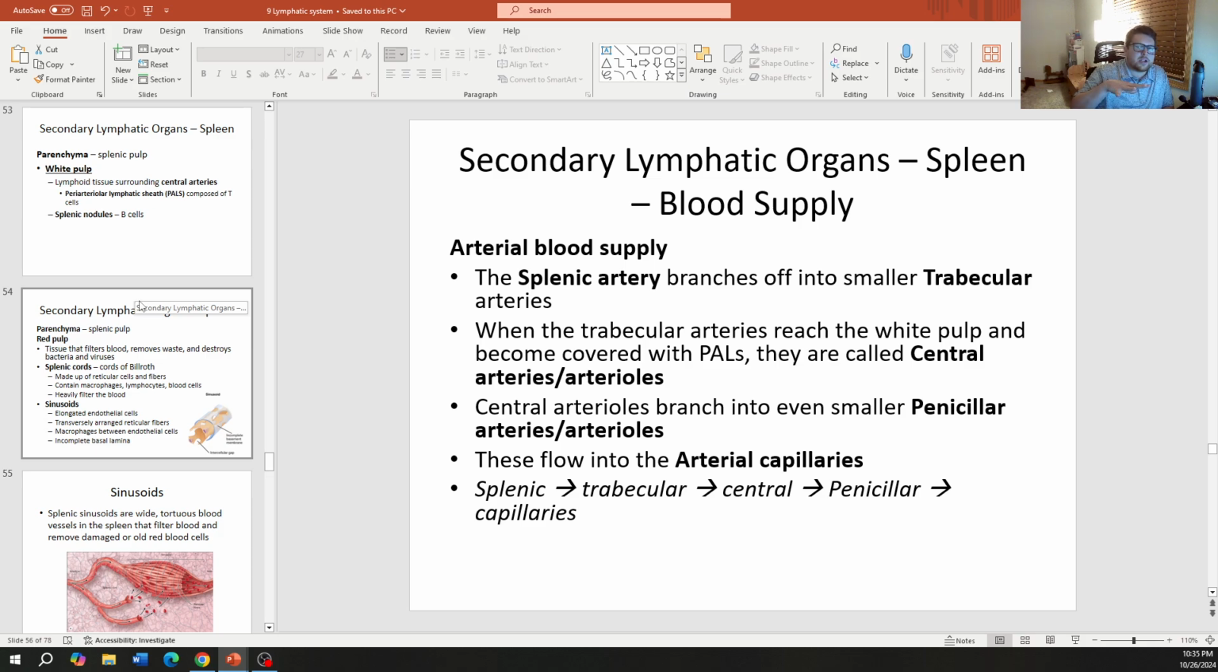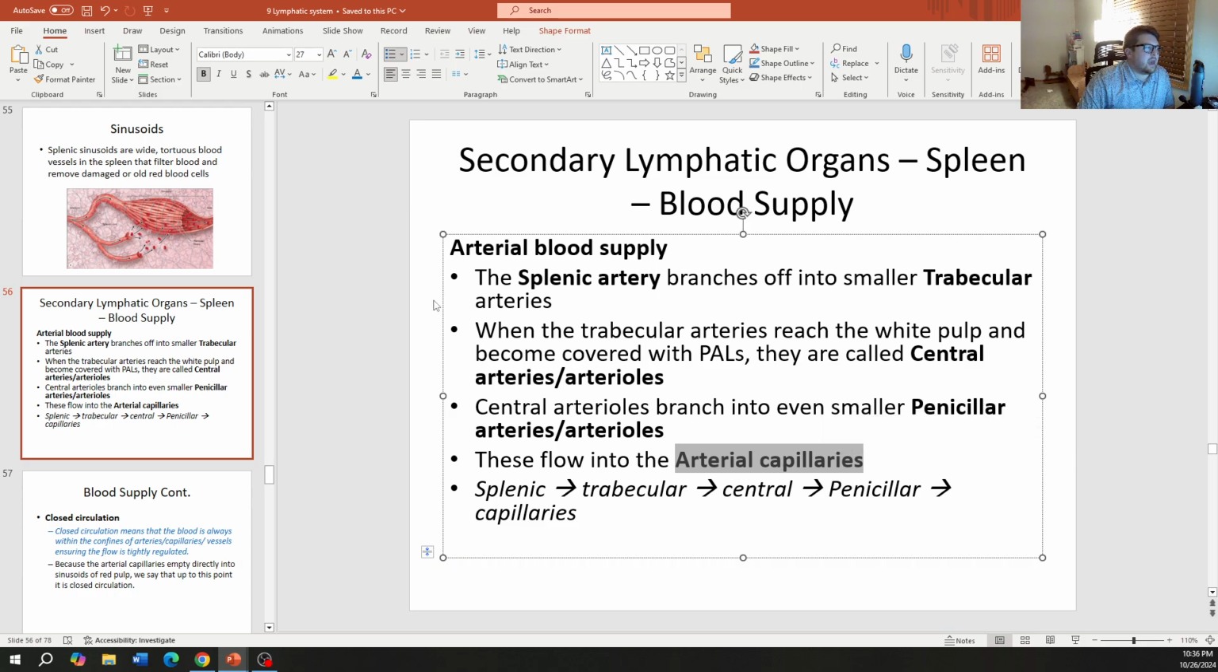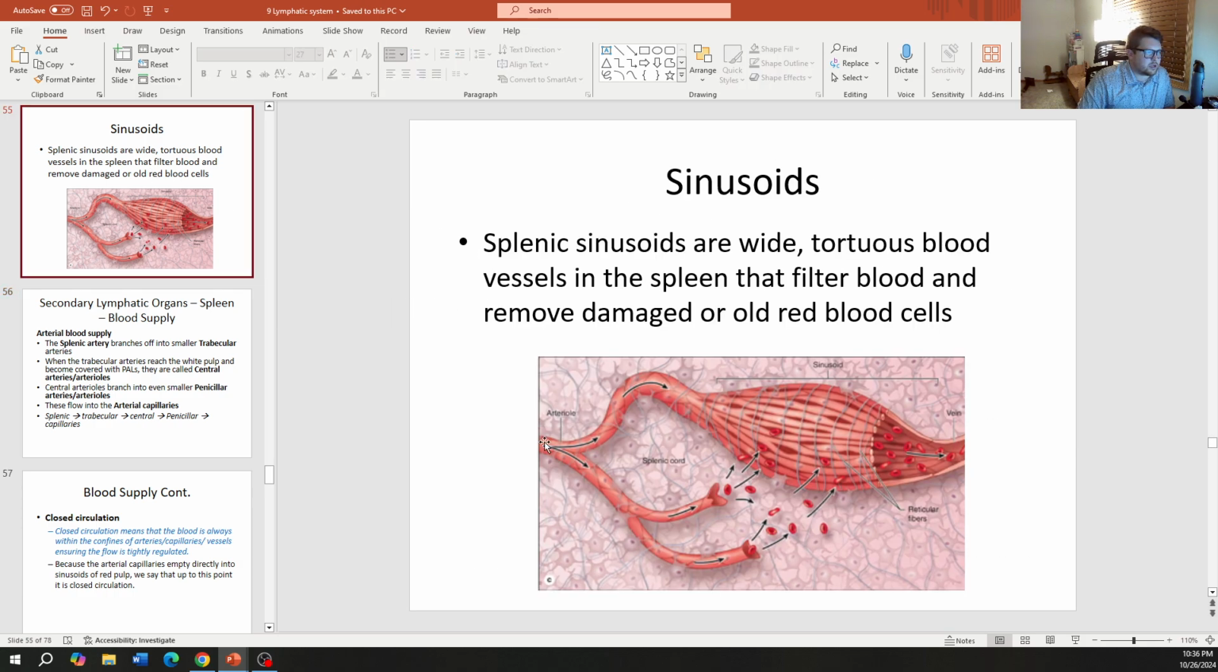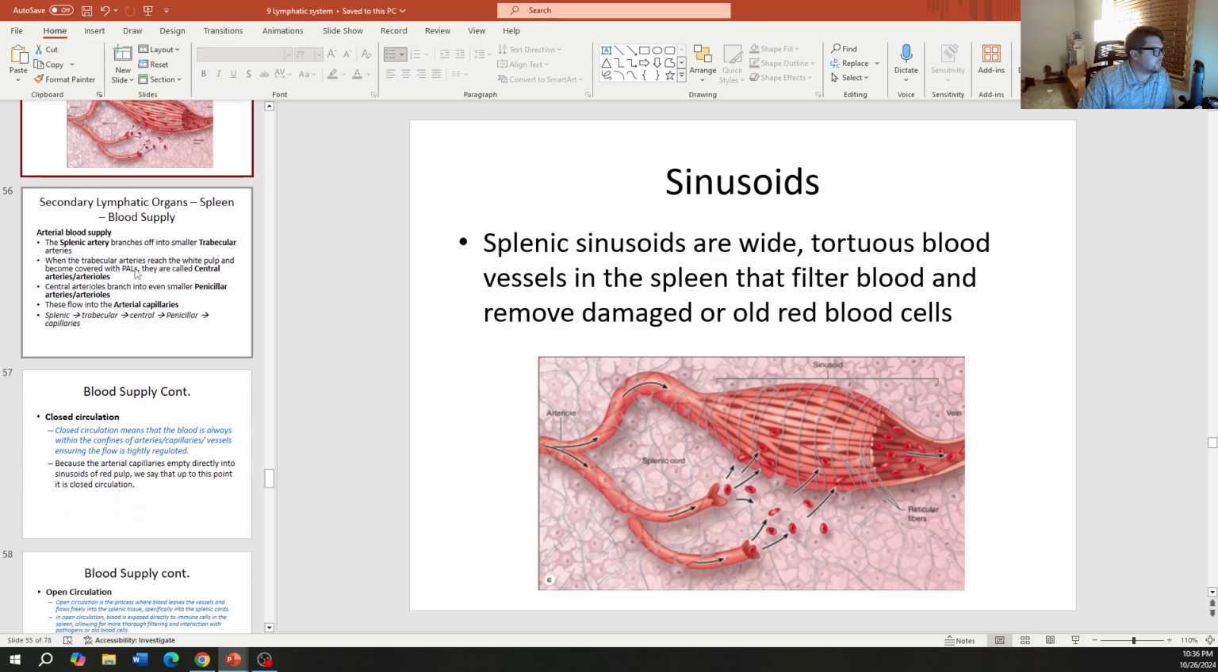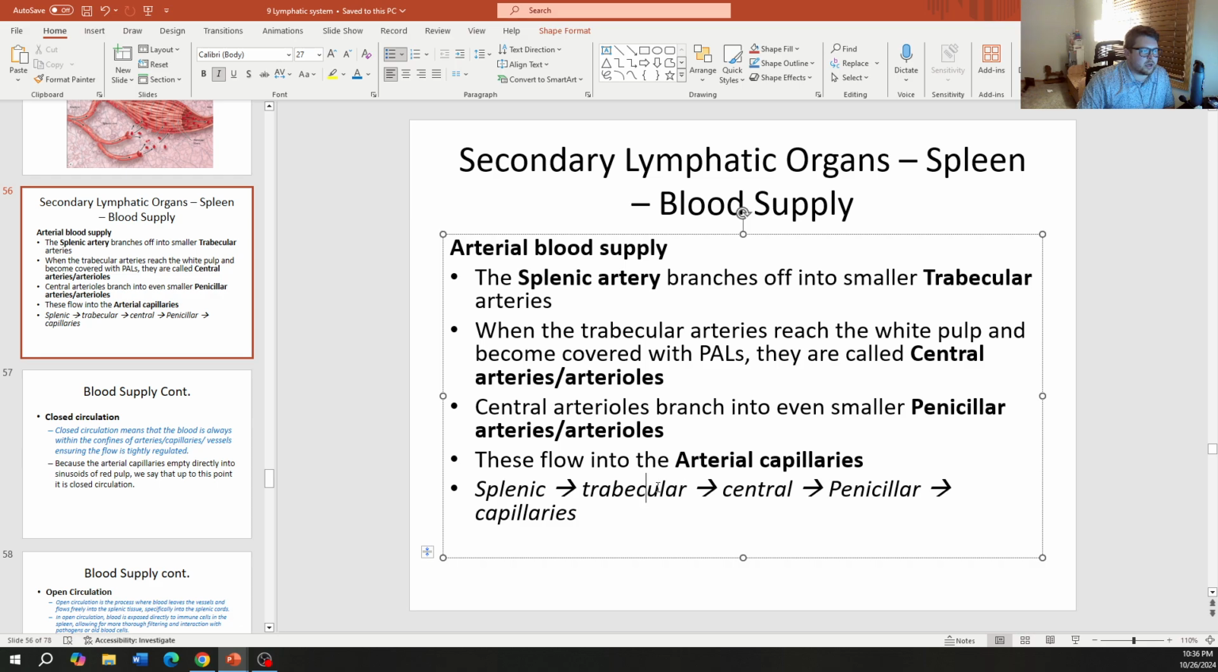So think splenic artery, branches become smaller and turn into trabecular arteries. When the trabecular arteries go into the white pulp, then they are called central arteries. The central arteries branch into even smaller arteries called penicillar arteries or arterioles, again interchangeable. And then these continue to flow and get even smaller. They branch again, continue to get smaller, and are the arterial capillaries, which we can see here. These guys are our arterial capillaries right in here. Small capillaries. So our order: we go from the splenic artery to the trabecular, to central, penicillar, and then capillaries.